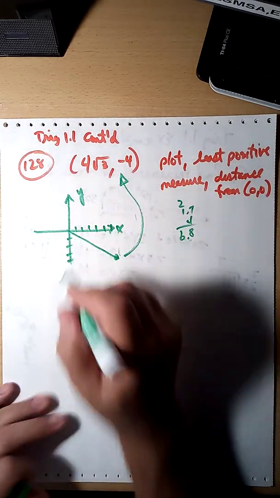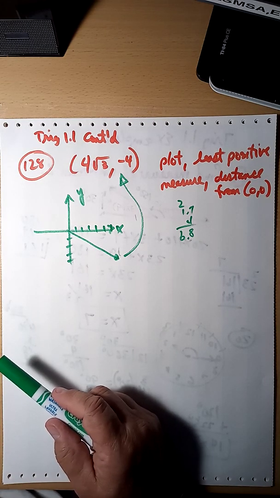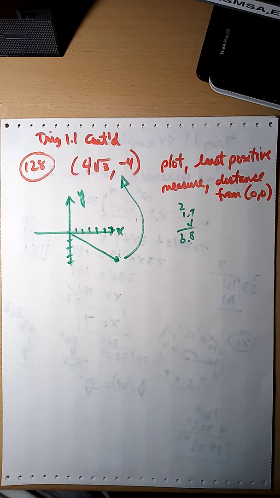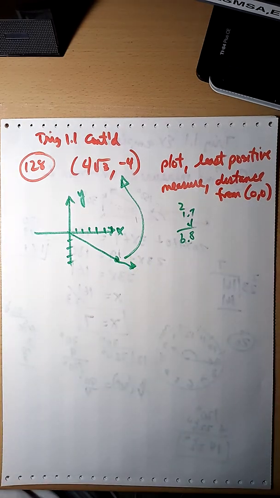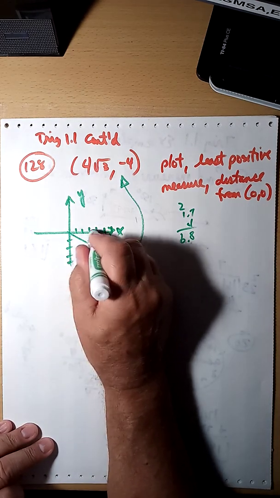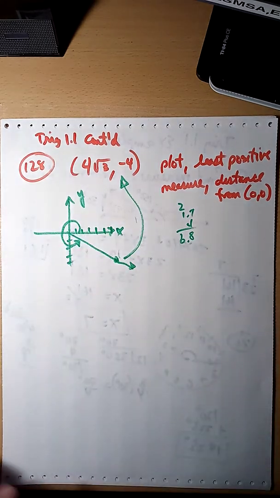Then they want the least positive angle. Draw a ray from the origin through that point. First, we did that, a ray. So we need to make sure. And then it says indicate with an arrow the angle in standard position that has the least positive measure. Now, this would be negative, but the least positive would go all the way around counterclockwise.